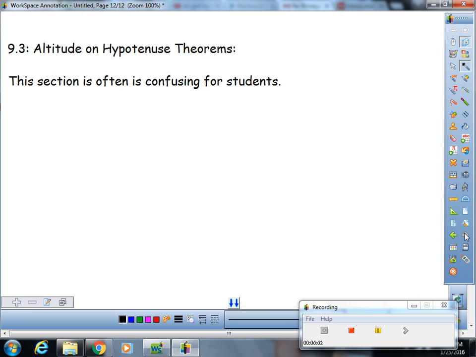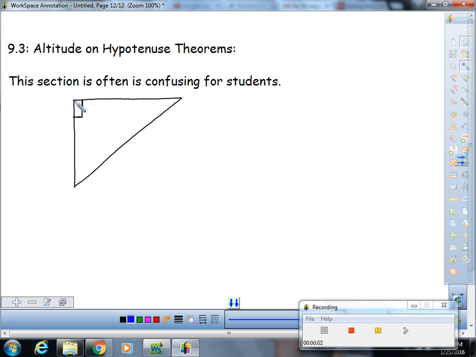Now, this stuff is kind of brand new. Not brand new because you proved this on your test that I just gave back. So let me set up this problem for you. Here's what we have going on. We have a right triangle, and then we have an altitude drawn from the right angle, or an altitude drawn to the hypotenuse.